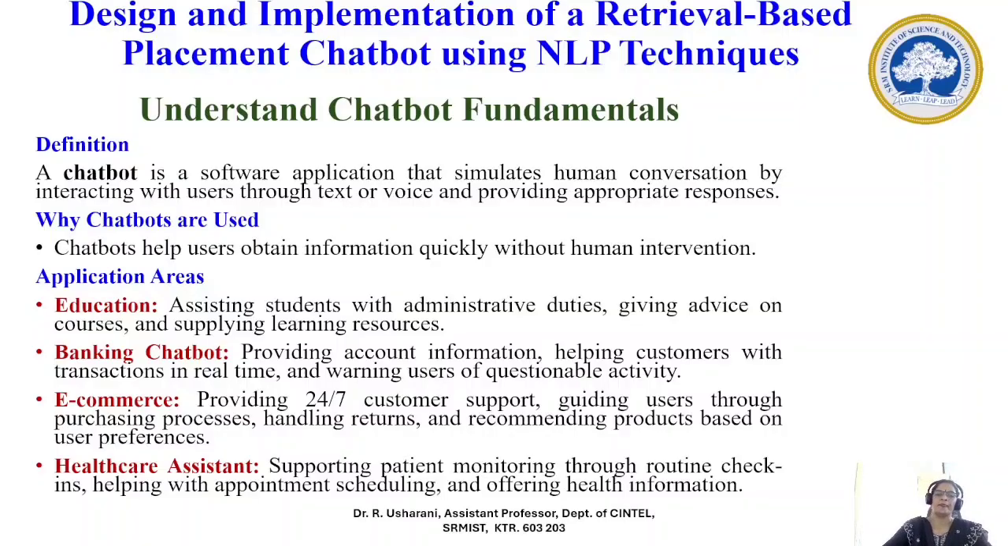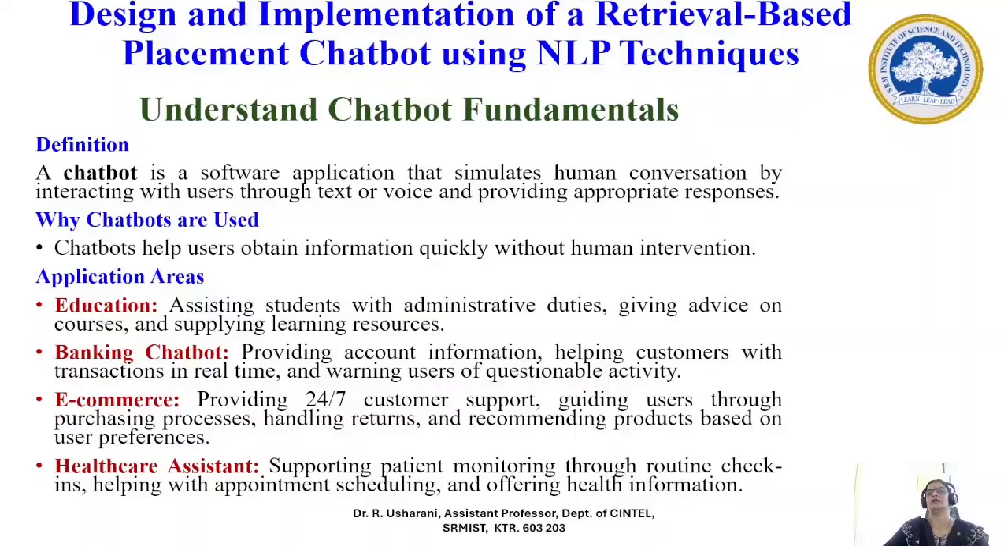In education, assisting students with administrative duties, giving advice on courses, course selections, eligibility criteria, and so on. While a banking chatbot provides account information and helps customers with transactions in real time. Similarly, in e-commerce, providing 24/7 customer support, guiding users through purchasing processes, etc. While in the healthcare sector, supporting patient monitoring through routine checkups, scheduling appointments, and offering health information. Hope you understand chatbots better.